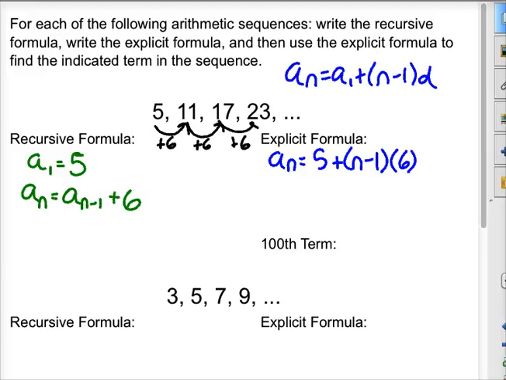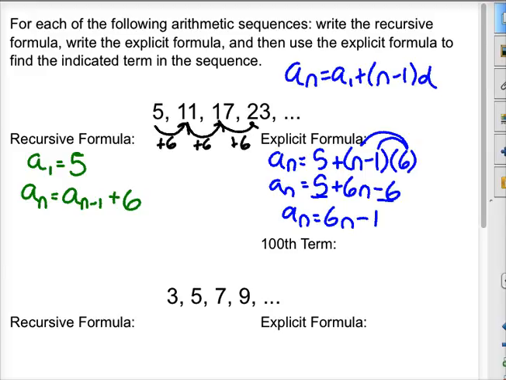And then you always want to simplify this. So you always want to distribute that 6, 6n minus 6, and then you want to combine your like terms. So I'm going to have 6n, then 5 minus 6 is a minus 1. And that's going to be my explicit formula. Notice how it looks just like the equation of a line. That's why I want to write it this way.